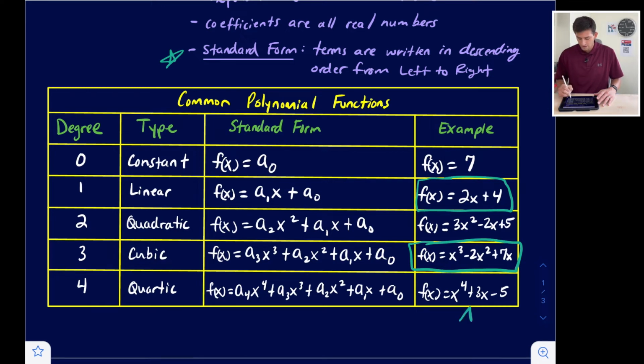So notice in here, we didn't have a cubic term, right? We didn't have a degree of 3, and we didn't have a quadratic term. We didn't have a degree of 2. That's okay, right? It's still a quartic function because the highest degree there is 4, okay?